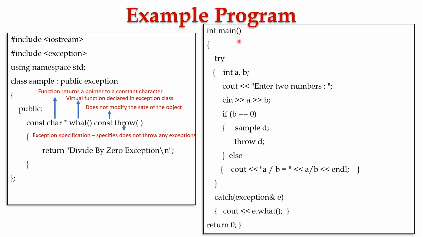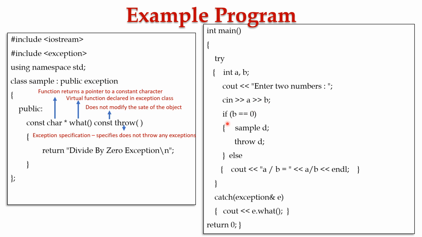Next comes the main program. Inside the main program, we have a try block, and here we have declared the variables a and b of integer data type. Using the cout statement, we have displayed the message enter two numbers to the user. Using the cin statement, we have obtained the values for the variables a and b from the user.